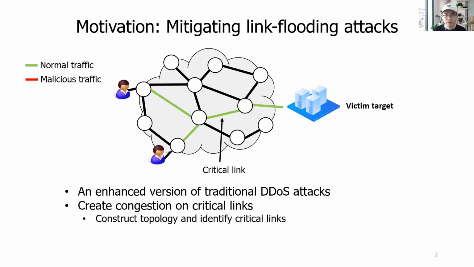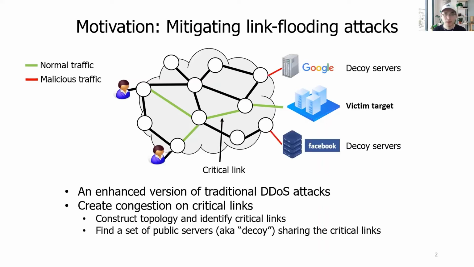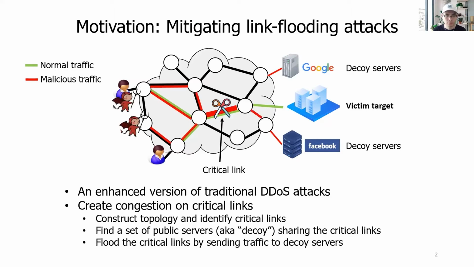To achieve the goal, link flooding attackers will first construct the network topology and identify some critical links. Second, they will find a set of public servers, also known as decoy servers, that share the critical links with the victim target. Finally, the attacker floods the critical links by sending a large volume of traffic to decoy servers. By doing this, link flooding attackers can remove an edge network from the internet without it perceiving any traffic.